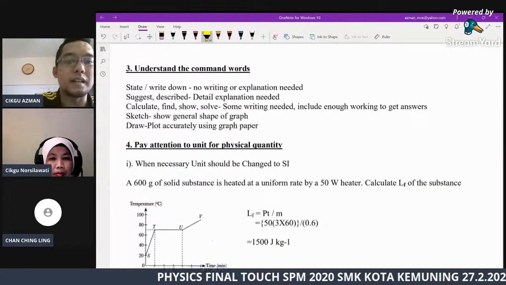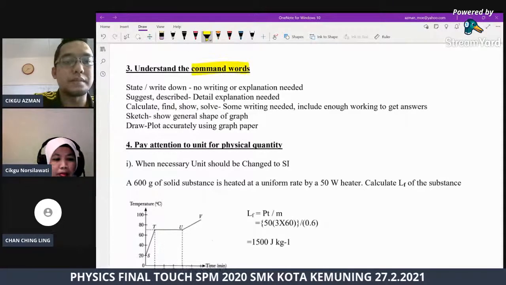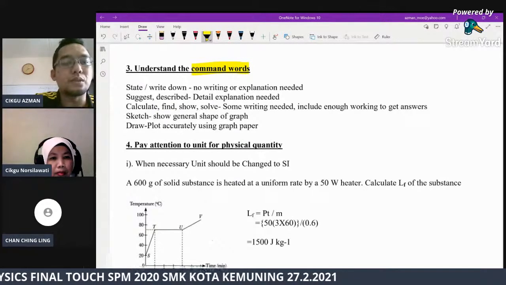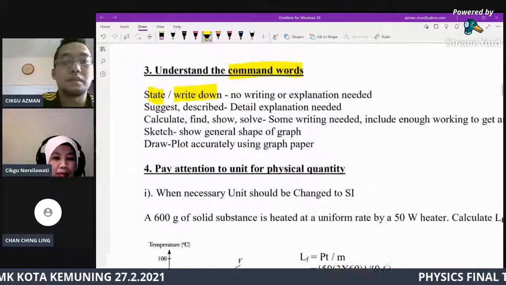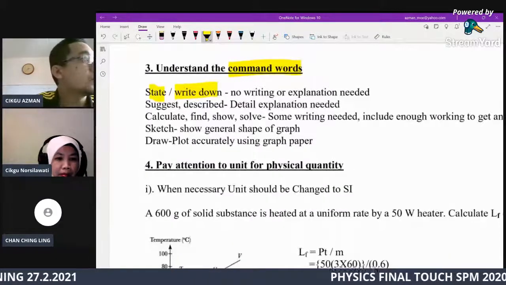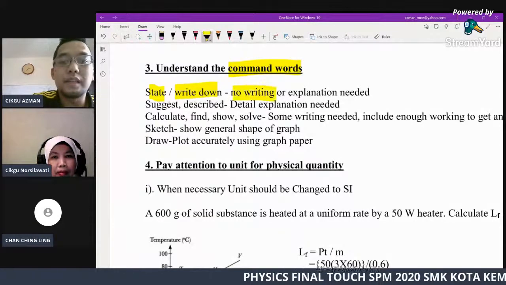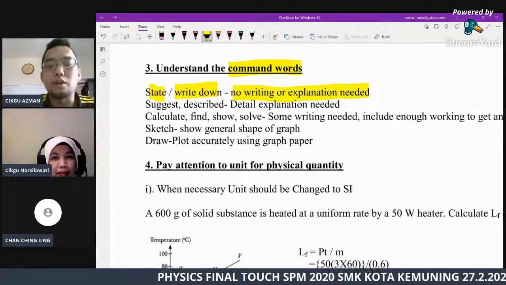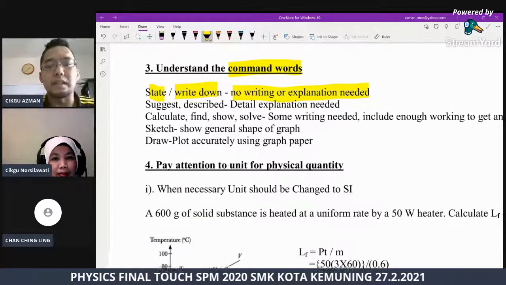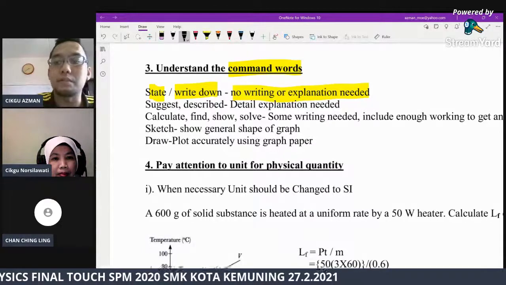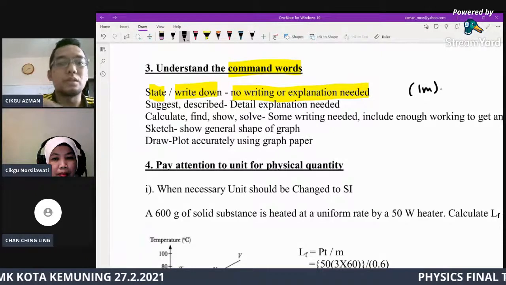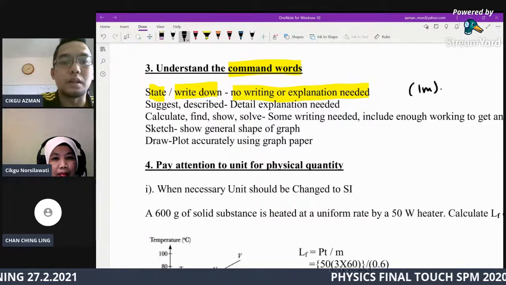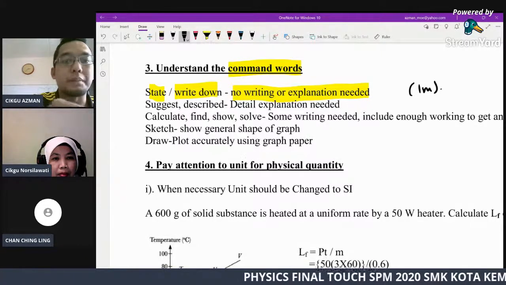Okay, third point, understand the common words. So if the question asks you to state or write down, so no writing or explanation needed. Jawapan tak perlu panjang-panjang, just short answer. And look at the marks. Kalau 1 mark, usually 1 mark. So make sure you know lah soalan tu nak apa.